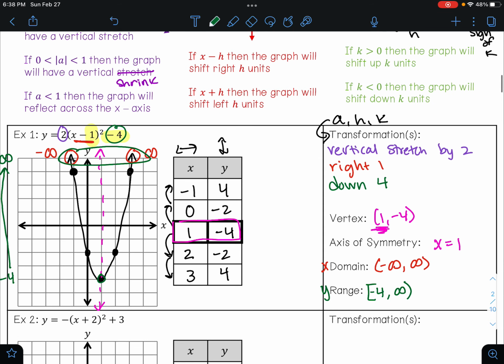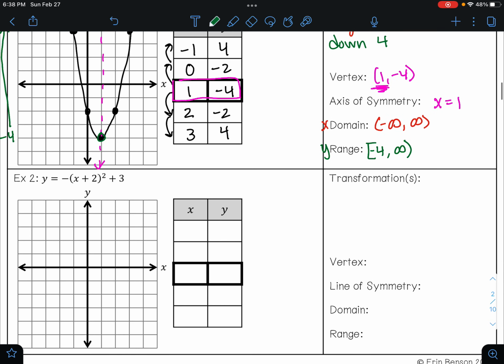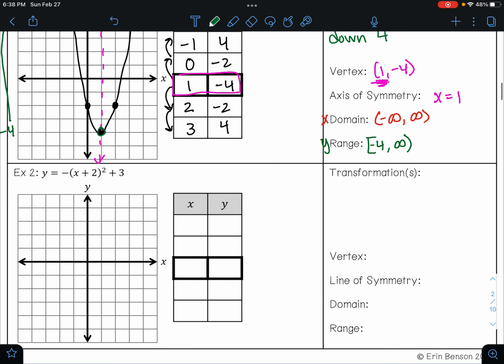If we look at example 2, we're going to do the same exact things. First thing I like to do is go ahead and write down the transformations. So again, your transformations are your a, h, and k values. In this problem, my a value is -1. When your a value is -1, that tells you that you have a reflection across your x-axis.